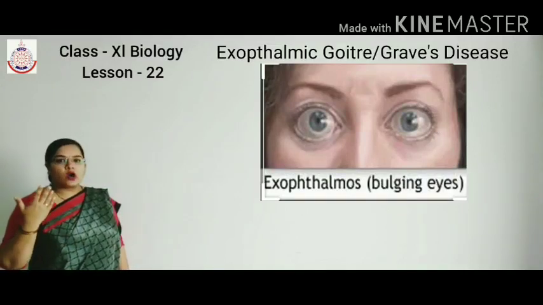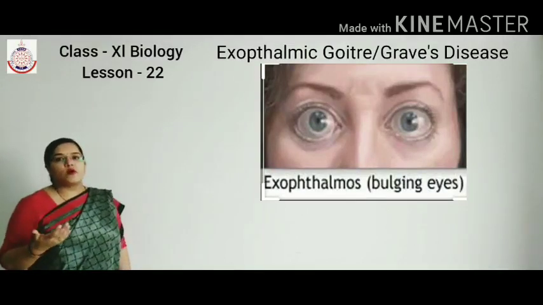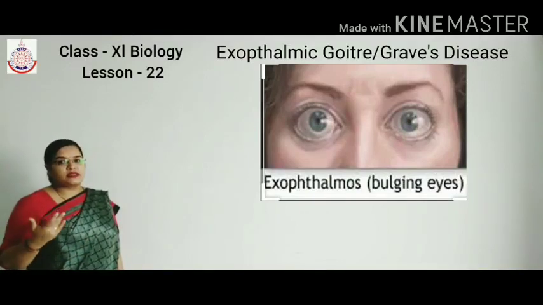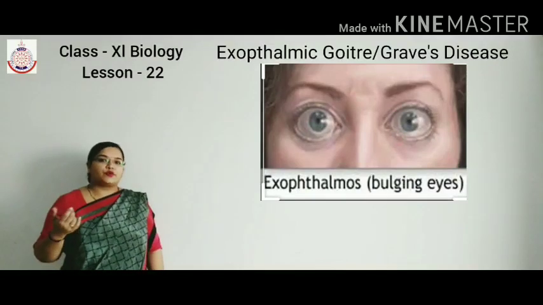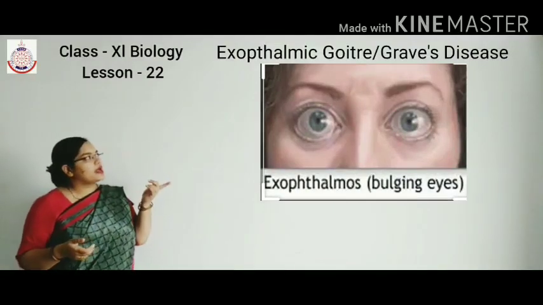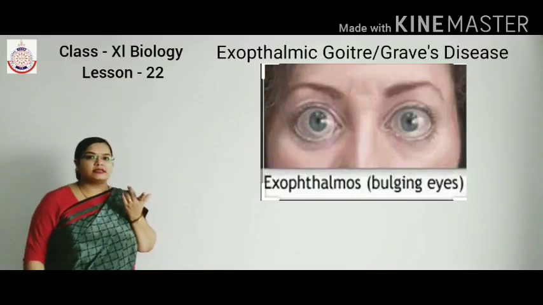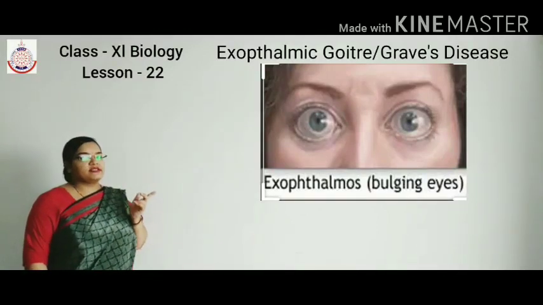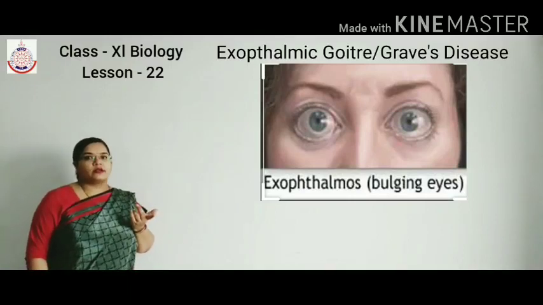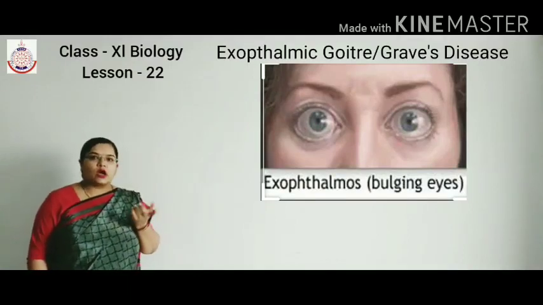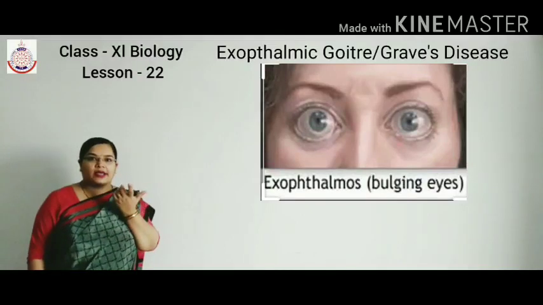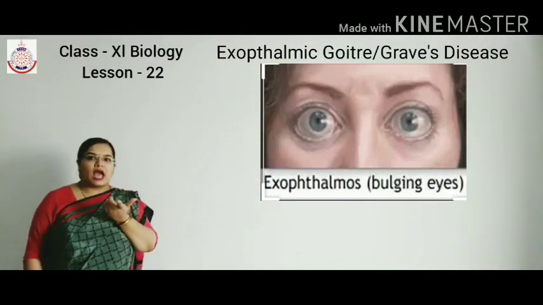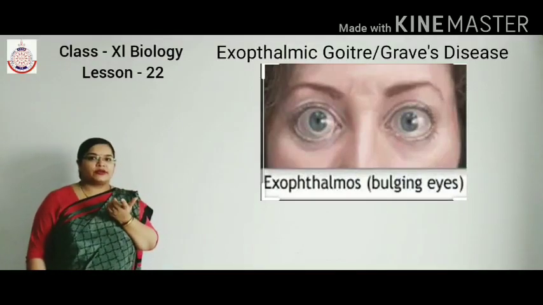Exophthalmic goiter or Graves' disease is a form of hyperthyroidism. In this condition, the person has protruded eyes. Protruded means outside. You can see in the diagram the person is having protruded eyes. This is the symptom of hyperthyroidism, Graves' disease or exophthalmic goiter. Exo means out, ophthalmic is for the eye. So exo means outside, ophthalmic means eye: protruding eyes in hyperthyroidism.